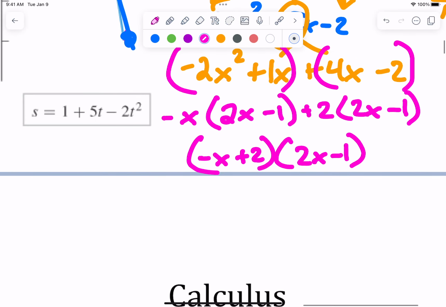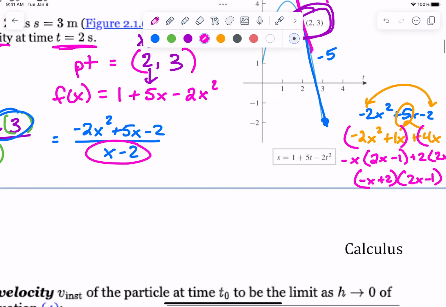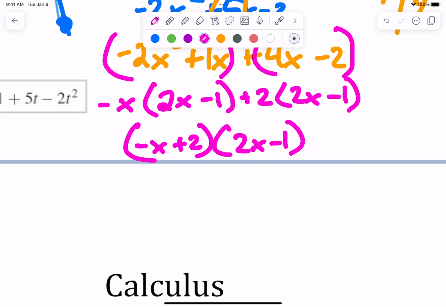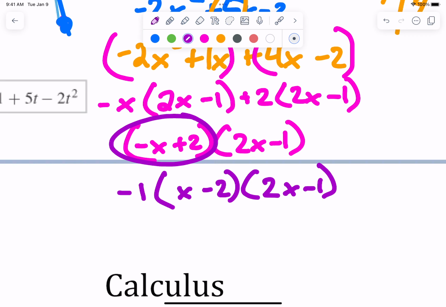Now, hold on just a second. This is all over x minus 2. I want an x minus 2 to come out of there. So instead of that, I'm going to pull a negative x out of here. So let's do negative 1, and this will be x minus 2, and this will be 2x minus 1. Can we do that if we pull a negative 1 out? You only do it to the first one. If we pulled 2 negatives out, that would be a positive, so that wouldn't work either.